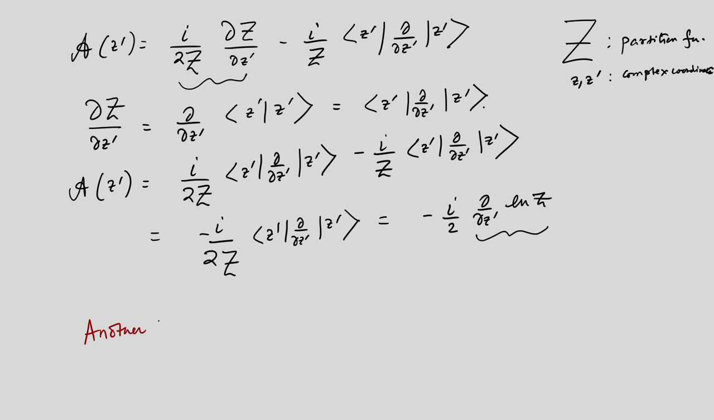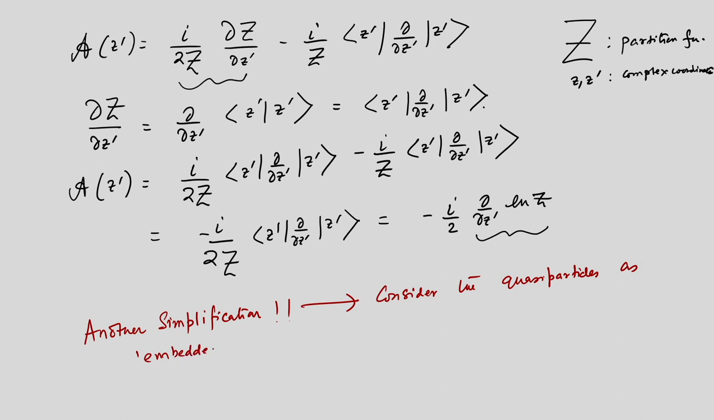So we'll write another simplification. So consider the quasiparticles as embedded impurities in an electron liquid. This brings us to a picture which is known as the jellium model, and the impurities are going to be screened, like the effect of impurities.